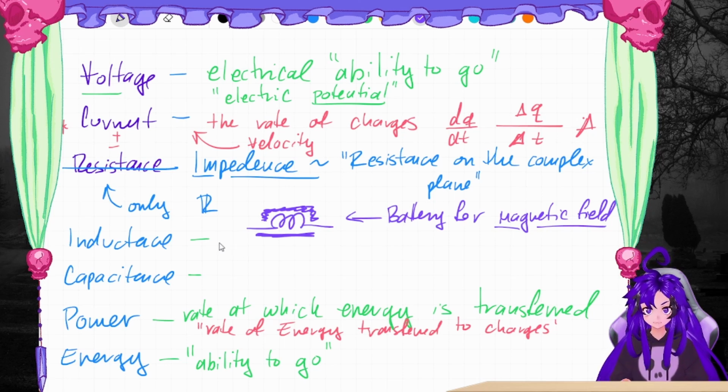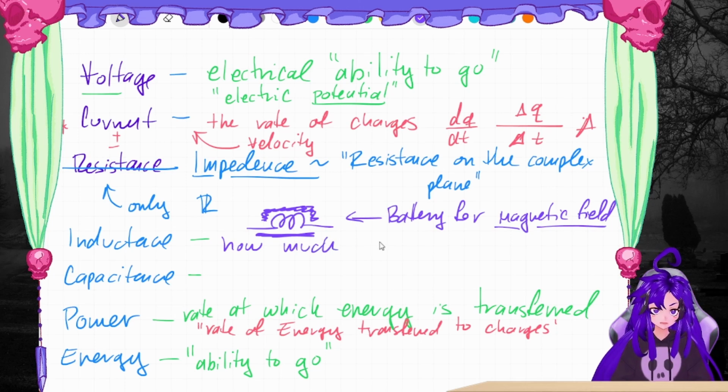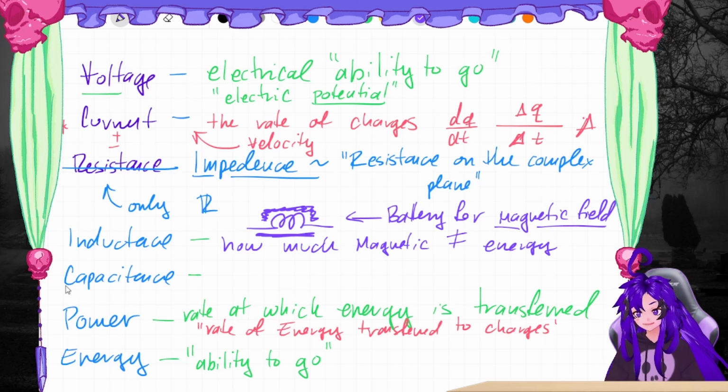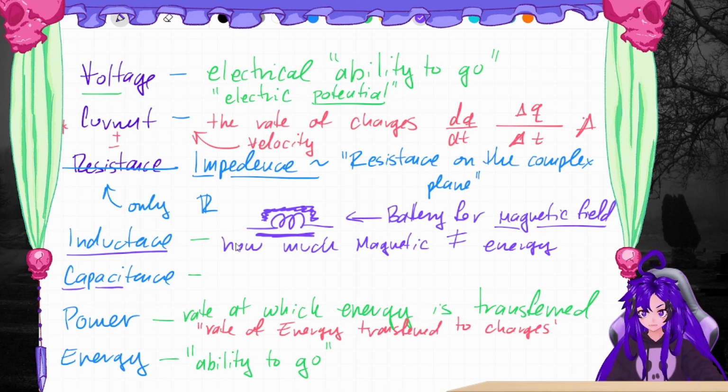Inductance is basically how much magnetic field energy it can store. And then capacitance is capacity. So electricity is induced by magnetism, but electricity is just stored. So it just has a capacity.